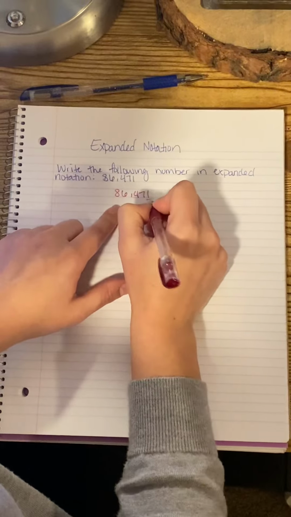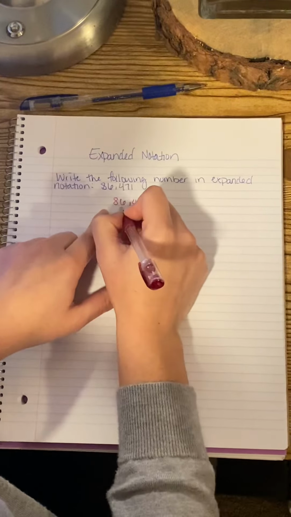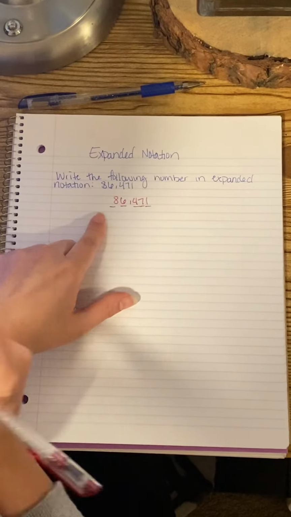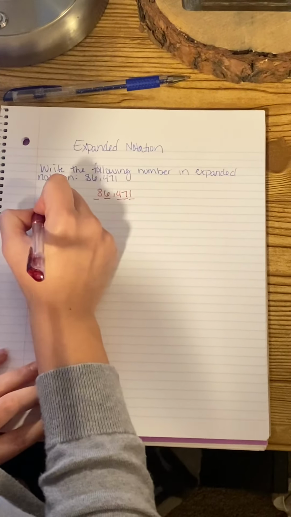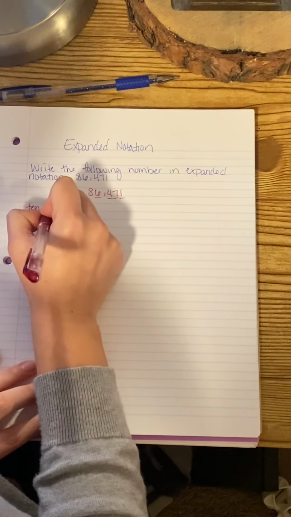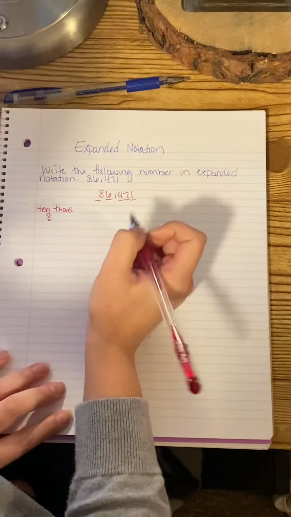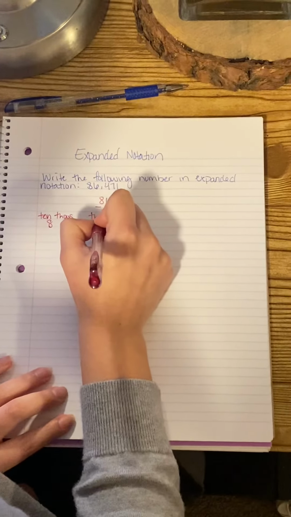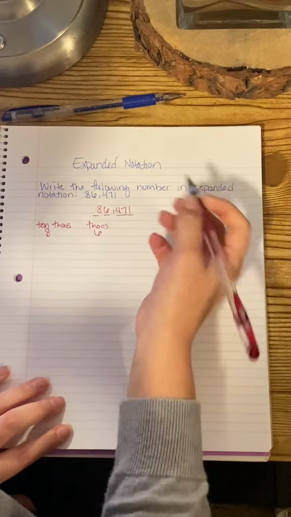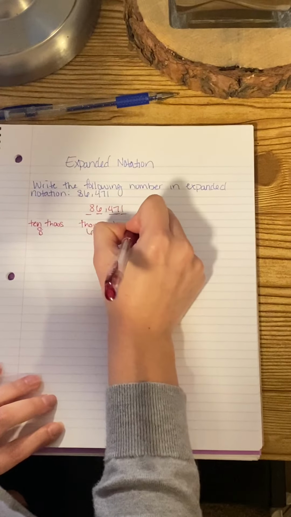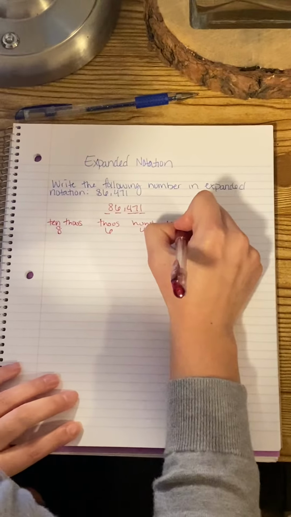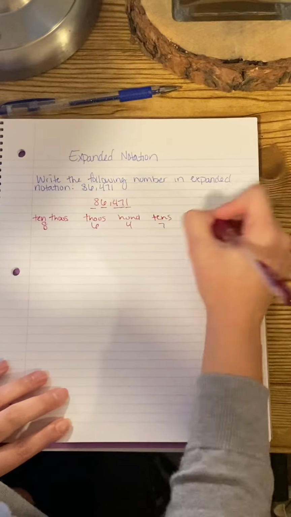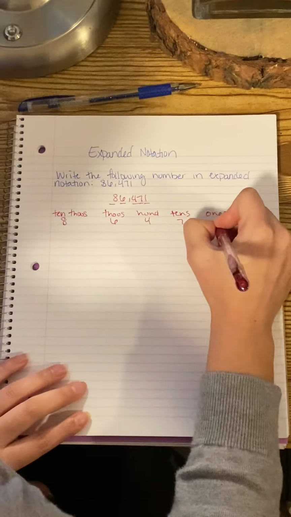So here we have the ones place, the tens, the hundreds, thousands, and the 10,000s. Our 8 is in our 10,000s. Our 6 is in our thousands. And our 4 is in our hundreds. In our tens value, we have the 7. And finally, the ones is our 1.